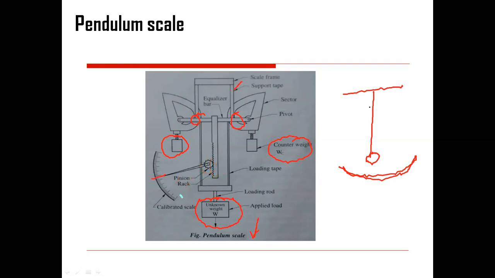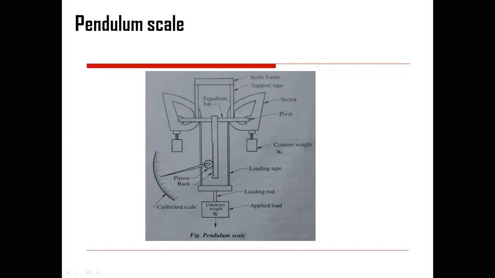So that particular output will provide the motion to your indicator, the indicator or pinion which we are saying. So your pointer will move back and forth, either in the upward or downward direction, and the movement of the pointer will totally depend upon the unknown weight which has been applied below. Okay, so this is the pendulum scale.